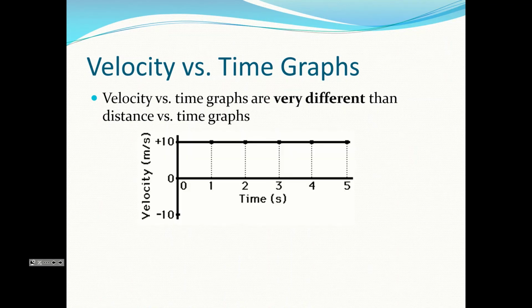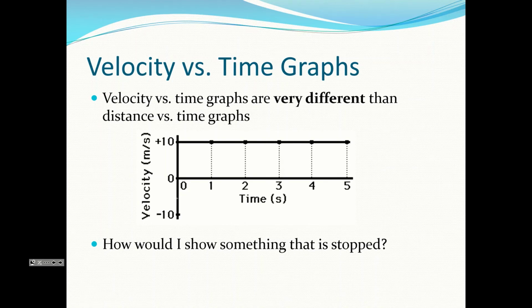So how would I show something that's stopped? Well, remember that our y value is speed. So if I want something to be stopped, well, I would just have something going right through here, because at 1 second I'm 0, at 2 seconds I'm 0, at 3 seconds I'm 0. So it's still a flat line, but it's got to go through 0.